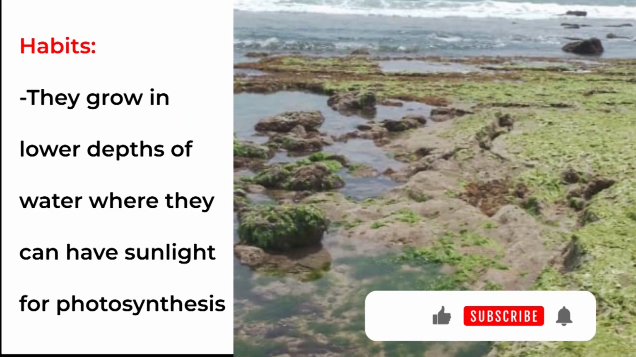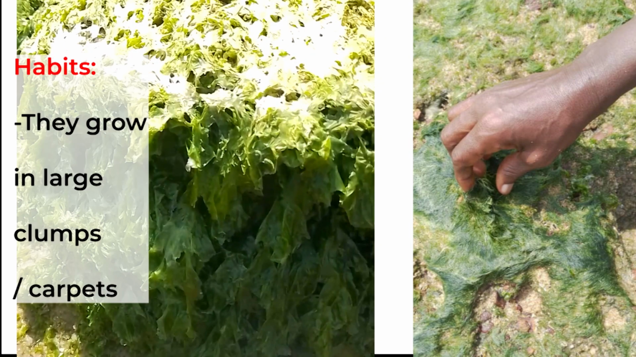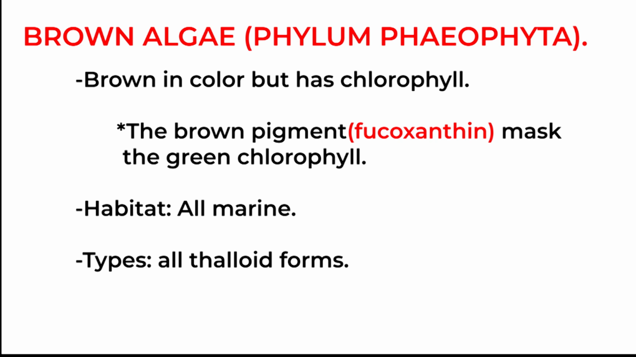What about their habits? They all grow at levels in water where they can have sunlight for photosynthesis. That's these green algae. And then you see that they grow in large clumps, held by the holdfast. Good. Now let's look at the brown algae, Phylum Phaeophyta.